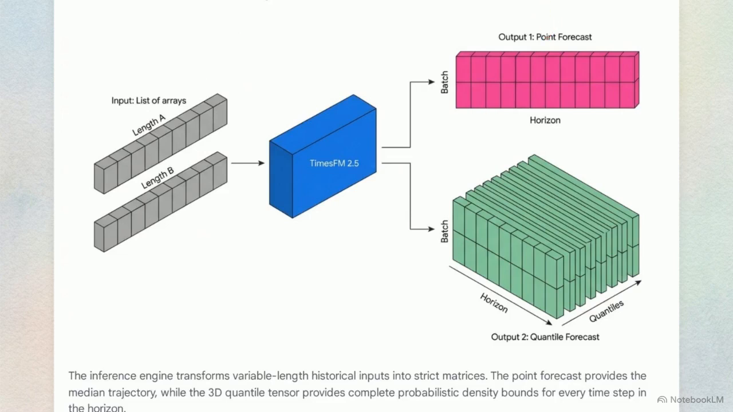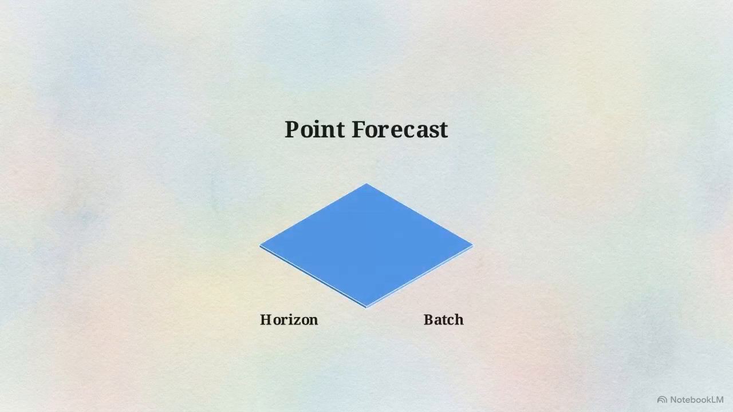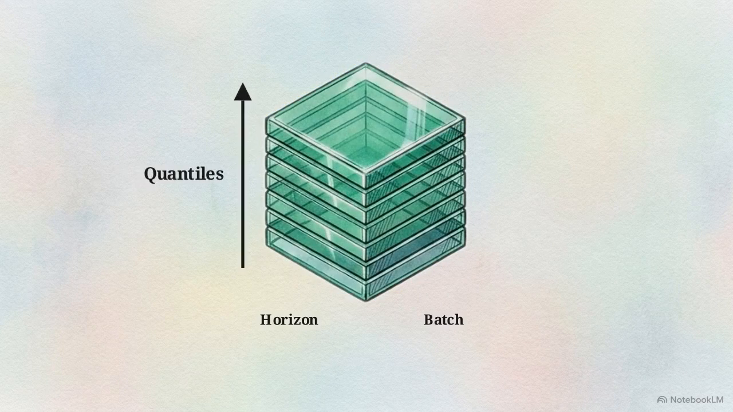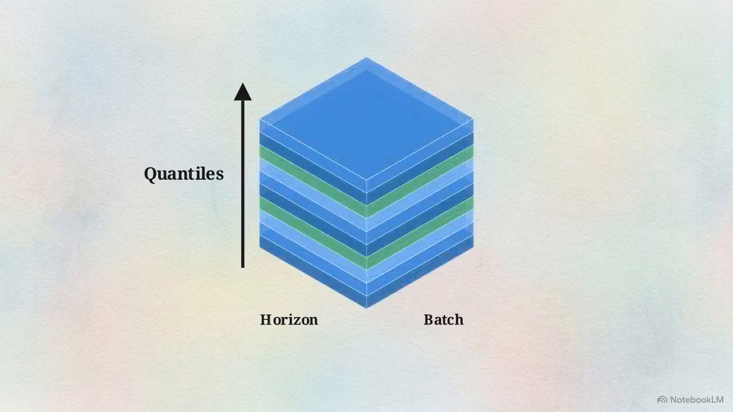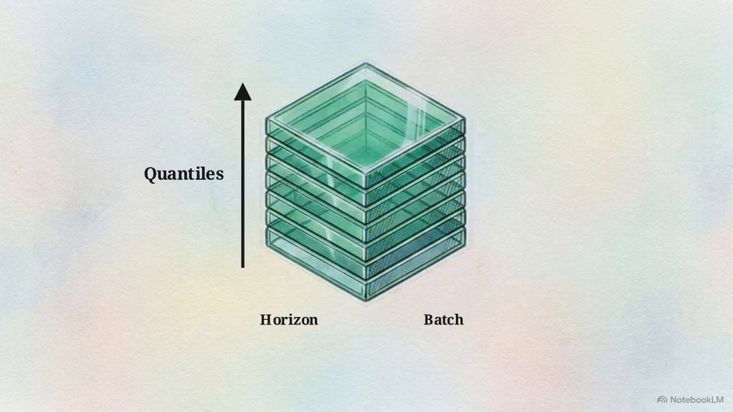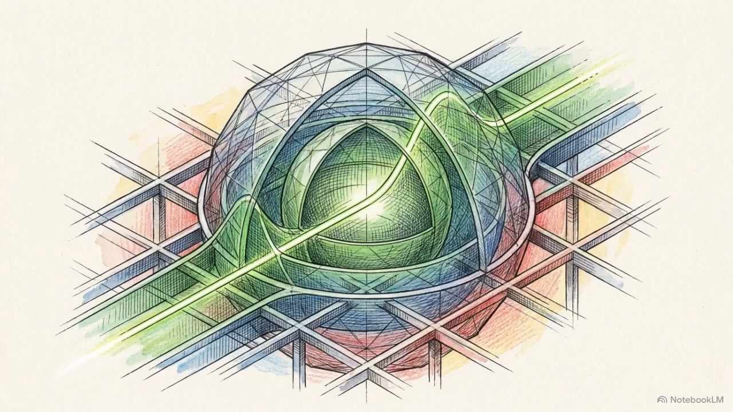The second element is the quantile forecast tensor, which is generated only if the continuous quantile head was enabled. This tensor expands into 3 dimensions: batch, horizon, and quantiles. The innermost dimension contains 10 percentile boundaries, ranging from the 10th to the 90th percentile. The architecture outputs a geometrically bounded multi-dimensional matrix representing the complete probability density function of its forecast.